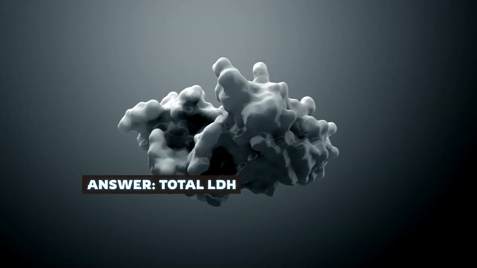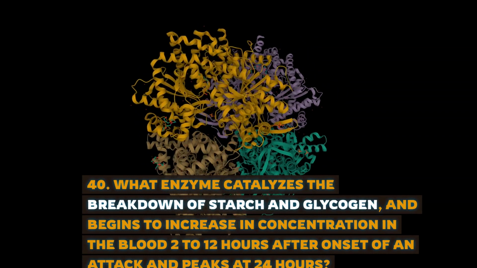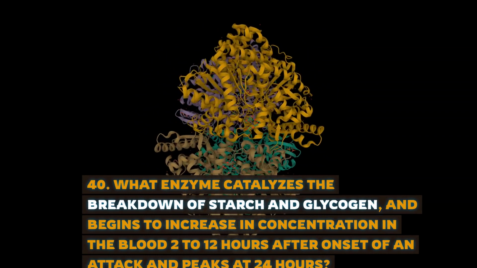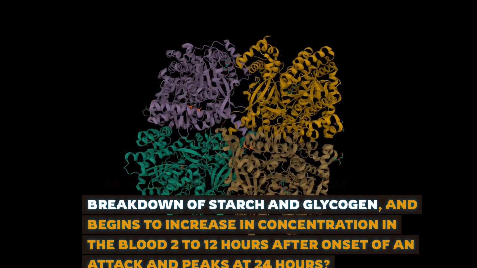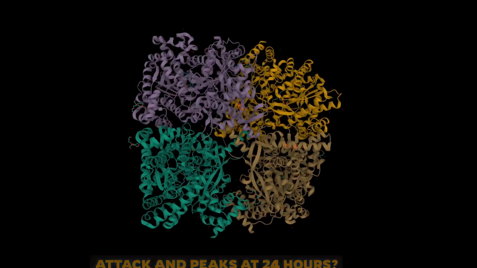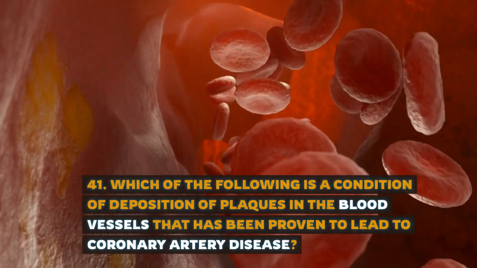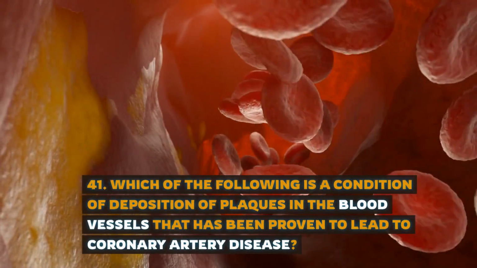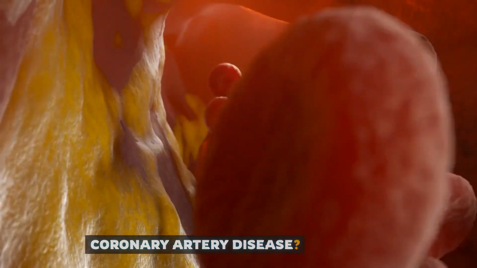Answer: total LDH. 40. What enzyme catalyzes the breakdown of starch and glycogen, and begins to increase in concentration in the blood 2 to 12 hours after onset of an attack and peaks at 24 hours? Answer: amylase. 41. Which of the following is a condition of deposition of plaques in the blood vessels that has been proven to lead to coronary artery disease?